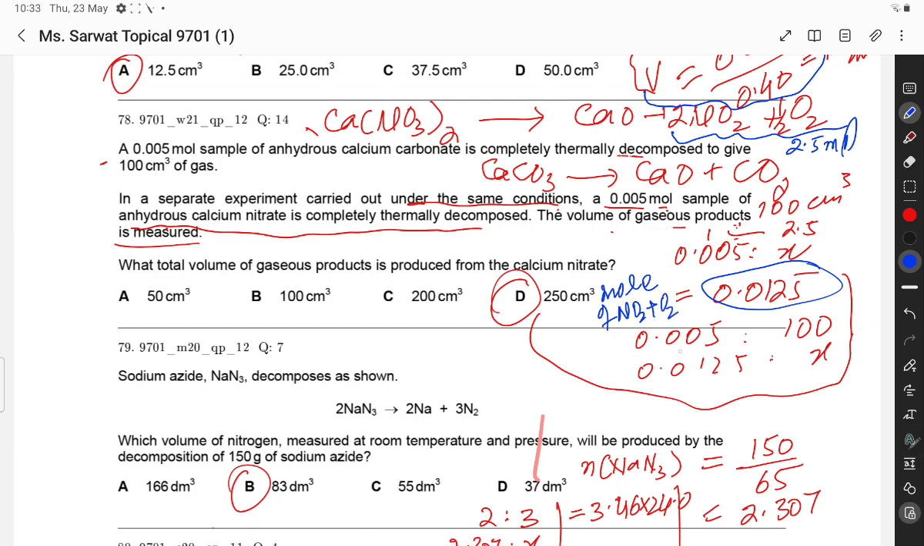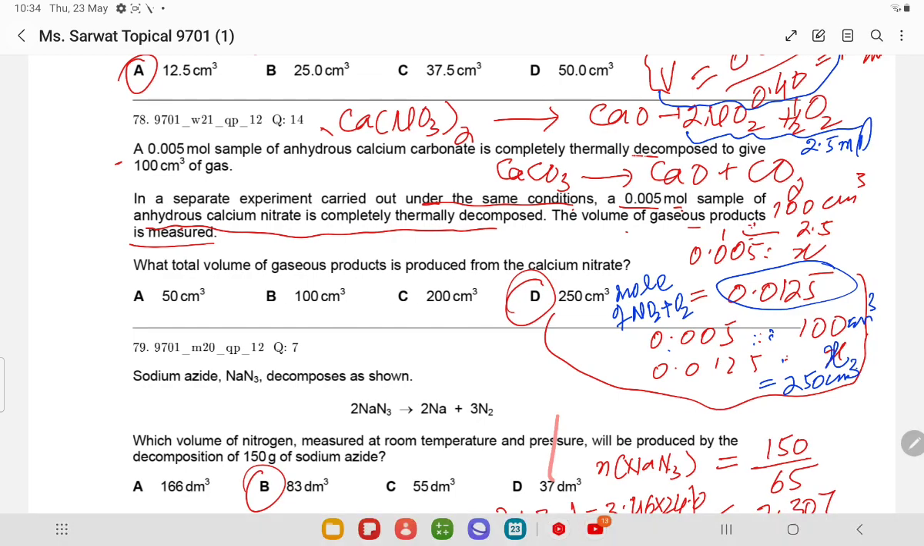So we know that 0.005 moles produces 100 centimeter cube of gas. So what would be the volume of gas if 0.0125 mole reacts? Using the mole ratio to volume ratio, 0.005 moles contains 100 centimeter cube of gas, so 0.0125 producing X is equal to 250 centimeter cube. So D option is the correct option.